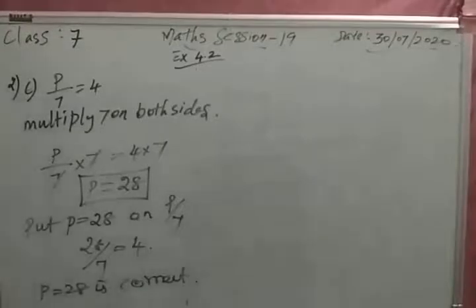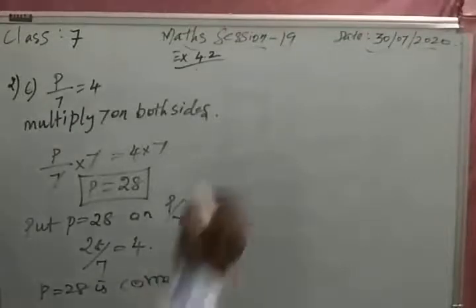This is a very easy one. You can do it like this. Now next you can go for the next one, that is 4x is equal to 25. That also you can do. D, E, you can do as homework. F and G, I will do. Now F.